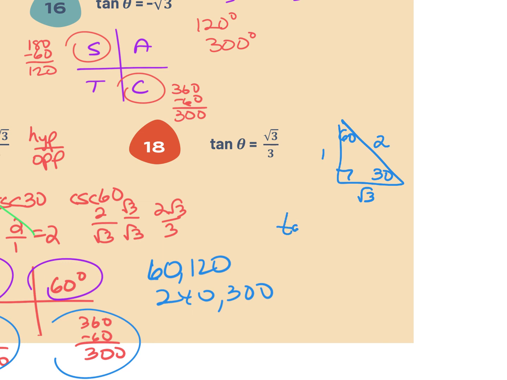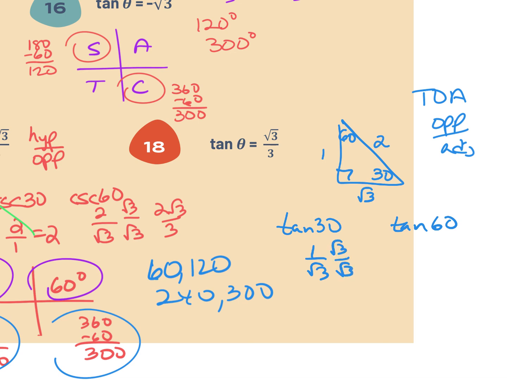So again, I'm going to do both tangent of 30 and tangent of 60 to figure out which one will give me the answer of the square root of 3 over 3. Remember tangent, if you remember your TOA, is opposite over adjacent. So opposite to 30 is 1, adjacent is root 3. I need to rationalize. So this gives me root 3 over 3. Well, that's my answer right away. Tangent of 60 would have been opposite over adjacent, which is root 3. So this one is not the answer because it didn't give us what we started with.